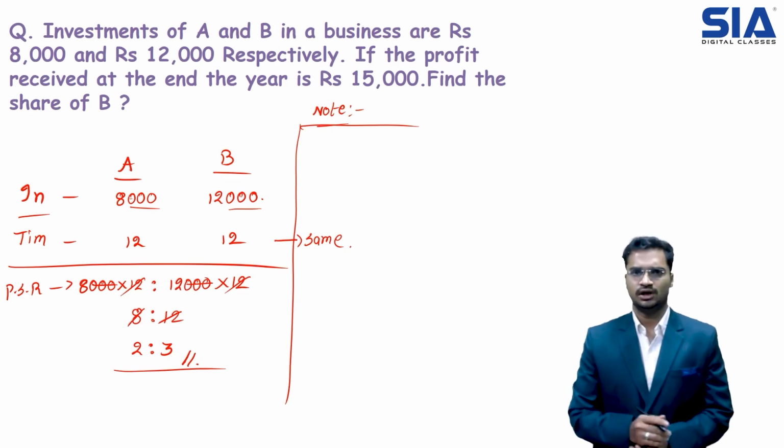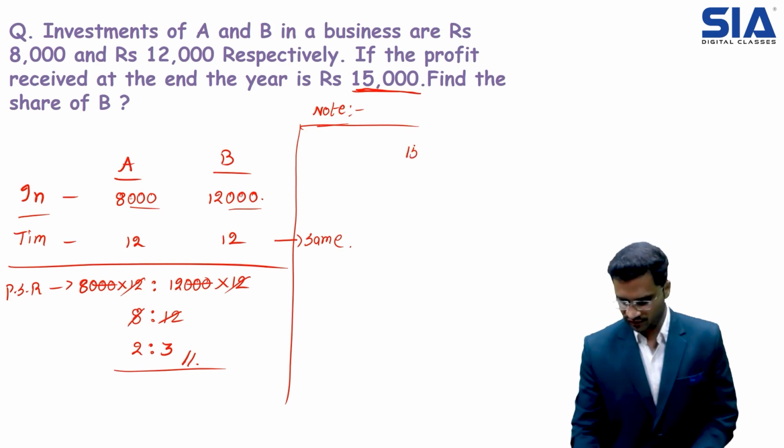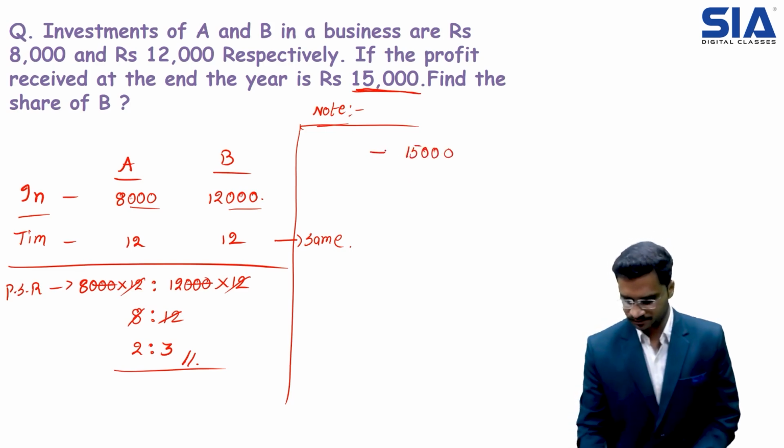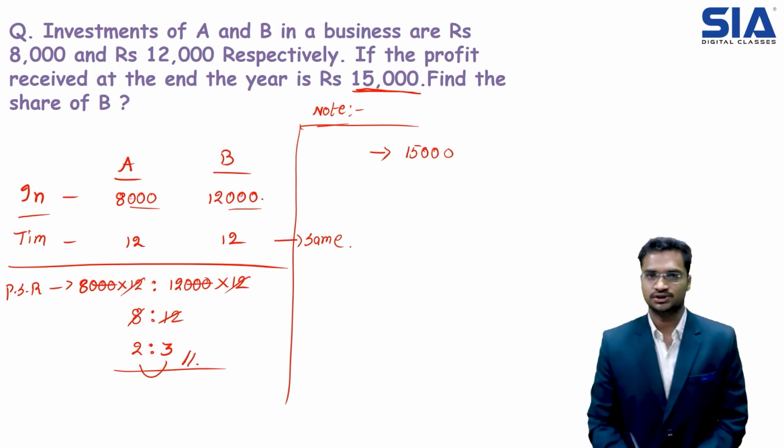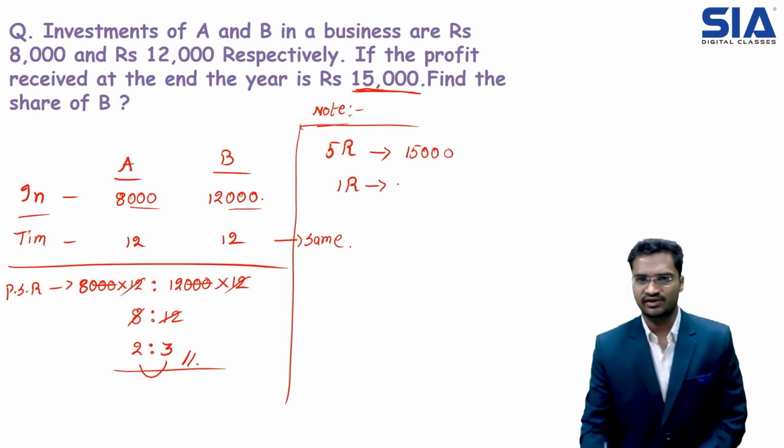Now, the profit sharing ratio is how much here? 2 ratio 3. The total profit here is 15,000. Our total ratio is how much? Our total ratio is 5. So if 5 ratios is equal to 15,000, then 1 ratio is equal to 3,000.